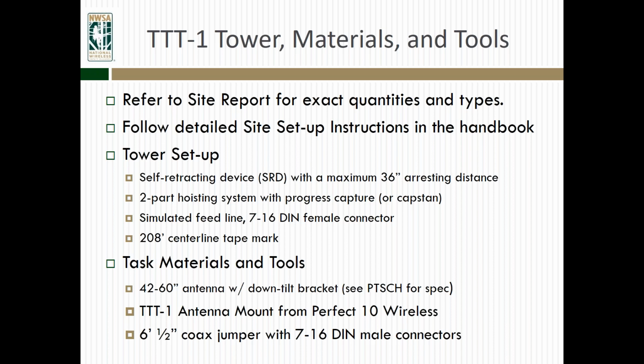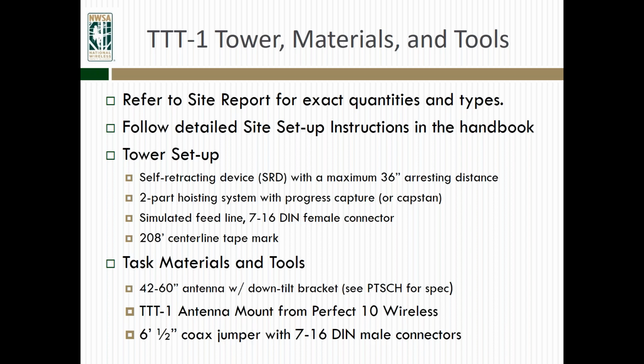So first, for the Triple T1, you'd want to set up the tower. It needs to have a self-retracting device with a maximum 36-inch arresting distance. Obviously, people will be working fairly close to the ground in these, and we want SRDs that stop pretty quickly. It doesn't necessarily have to be a Class A. What we're looking for is a 36-inch arresting distance. There's a variety of them on the market that work well.